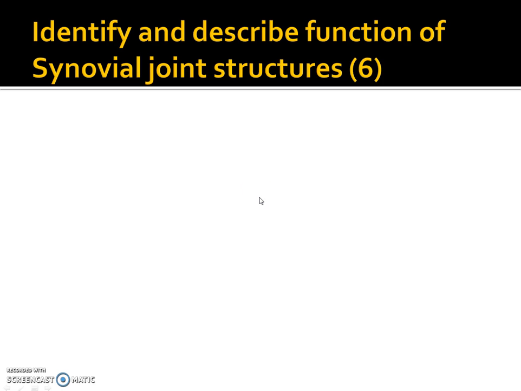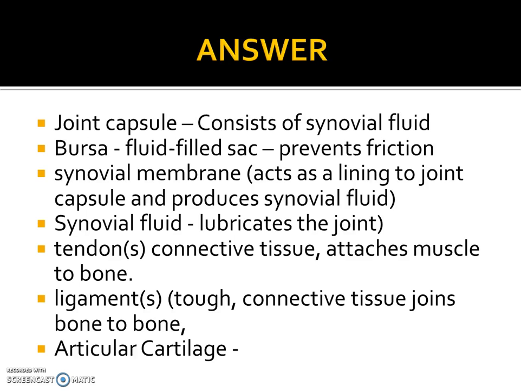Going on from there, identify and describe the function of synovial joint structures. When you have a synovial joint, it has lots of different structures that make it a synovial joint. Firstly, can you identify the components of it? And secondly, can you start to think of the function? Now, for 4 of them I have given you memory methods. If you feel like you can answer these without memory methods, do so now.